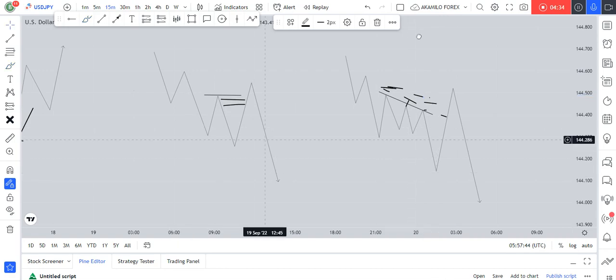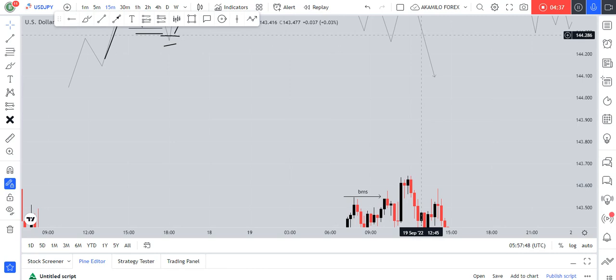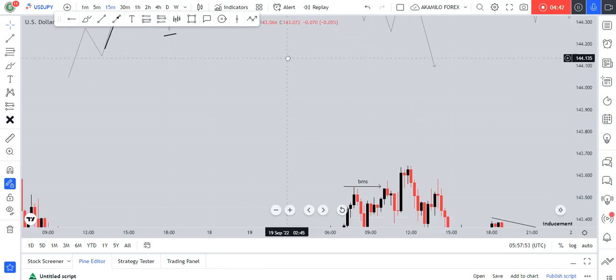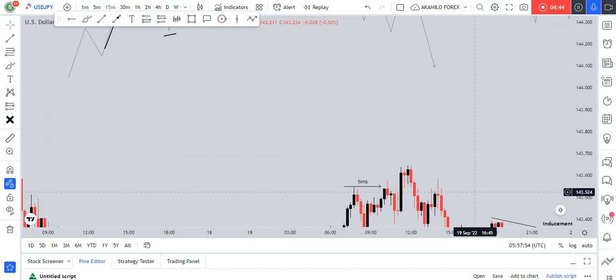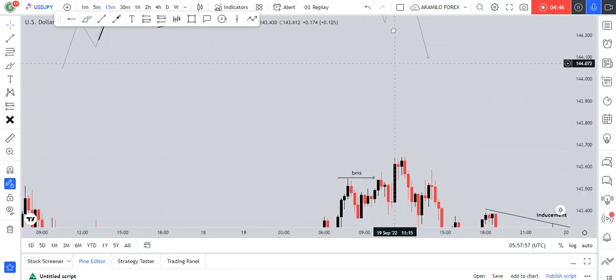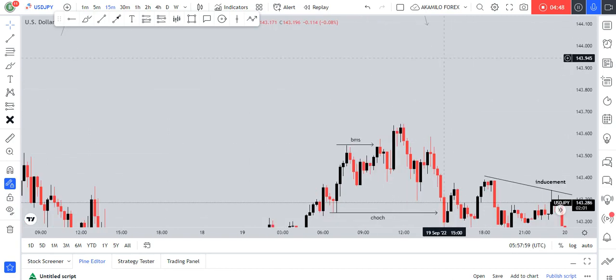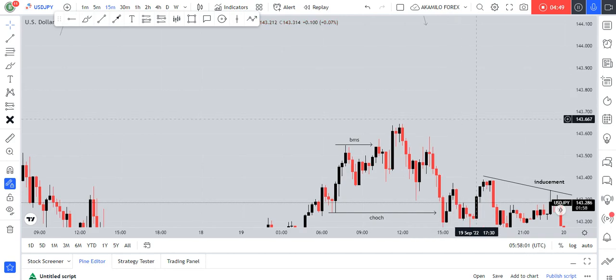to the live market to see how we can identify inducement in the market. So here, this is the chart. So how can we then identify inducement?